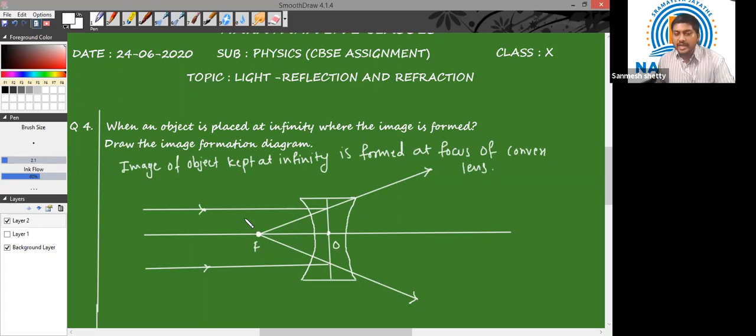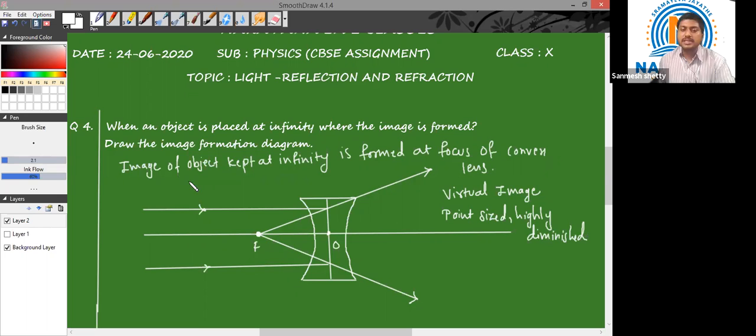Also, some of the characteristics of the image: it is a virtual image. Also, it is highly diminished. It will be a point size image. So these are some of the characteristics of the images formed by a concave lens if the object is kept at infinity. Okay, so let us proceed towards our last question.